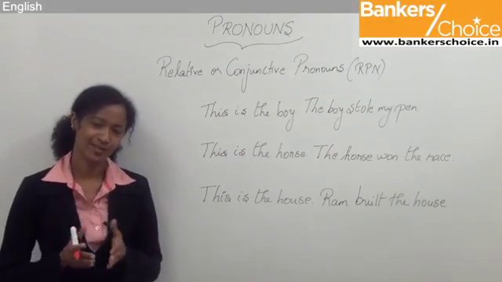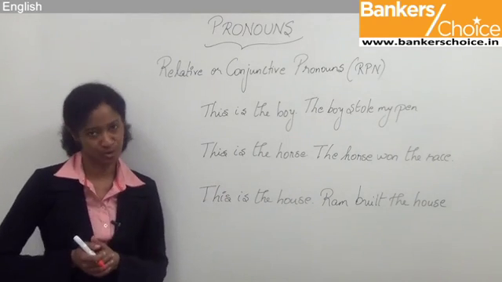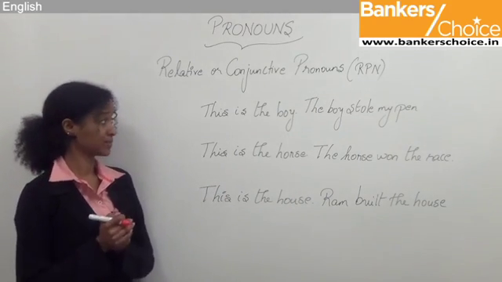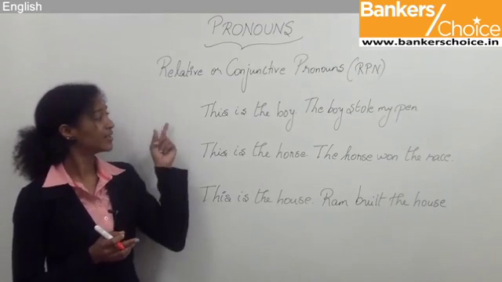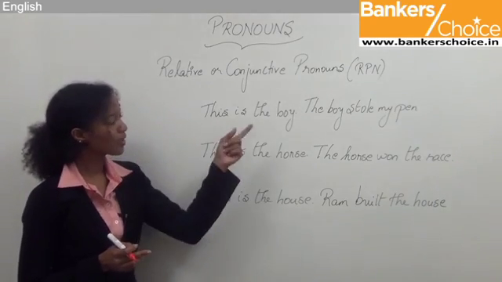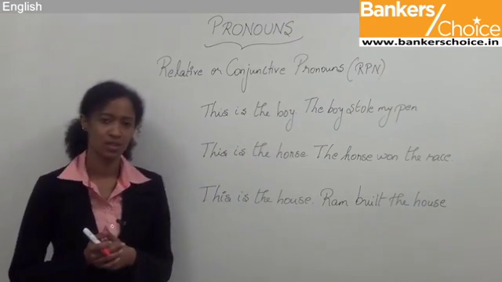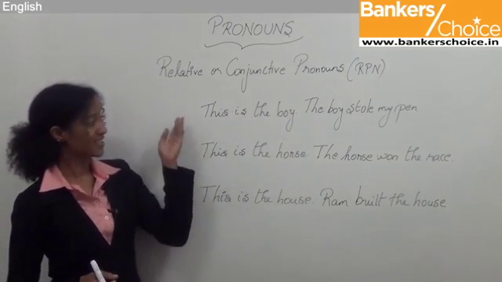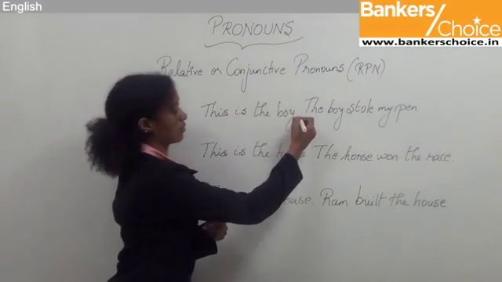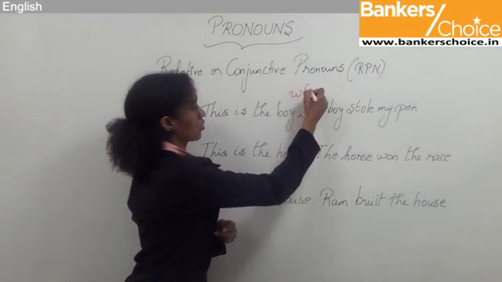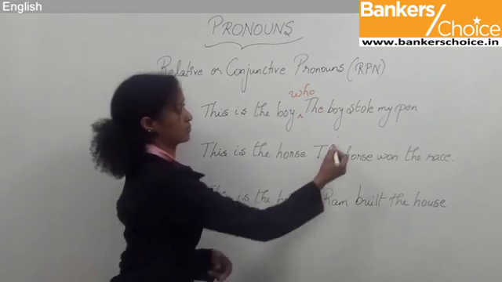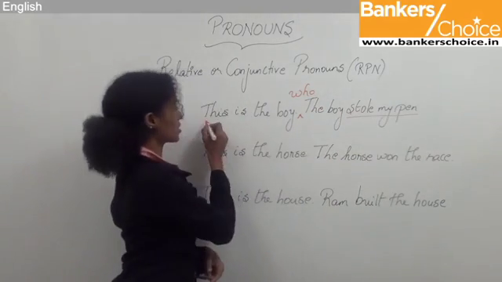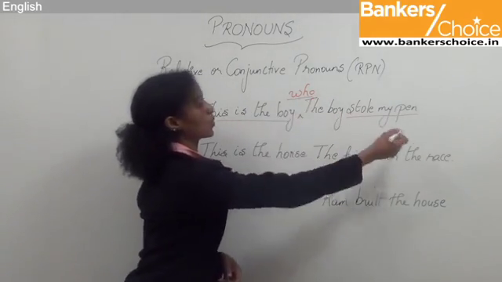Let's understand our next pronoun, the relative or conjunctive pronoun. How did it get this name? Let's look at the first sentence. This is the boy. He stole my pen. So there are two statements, right? Now I'm going to say, this is the boy who stole my pen.